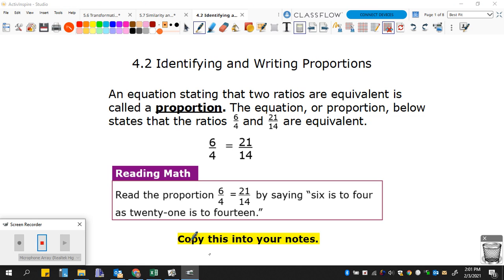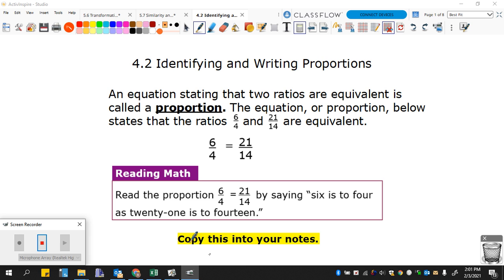All right, in this lesson, we're going to talk about identifying and writing proportions. In our last lesson, we talked about ratios, and that ratios are a comparison of two different values. So a proportion is simply an equation that says that two ratios are equivalent. There's a very simple way of doing it called cross multiplication, or some people call it the butterfly method, because when you do it, it sort of looks like a butterfly.